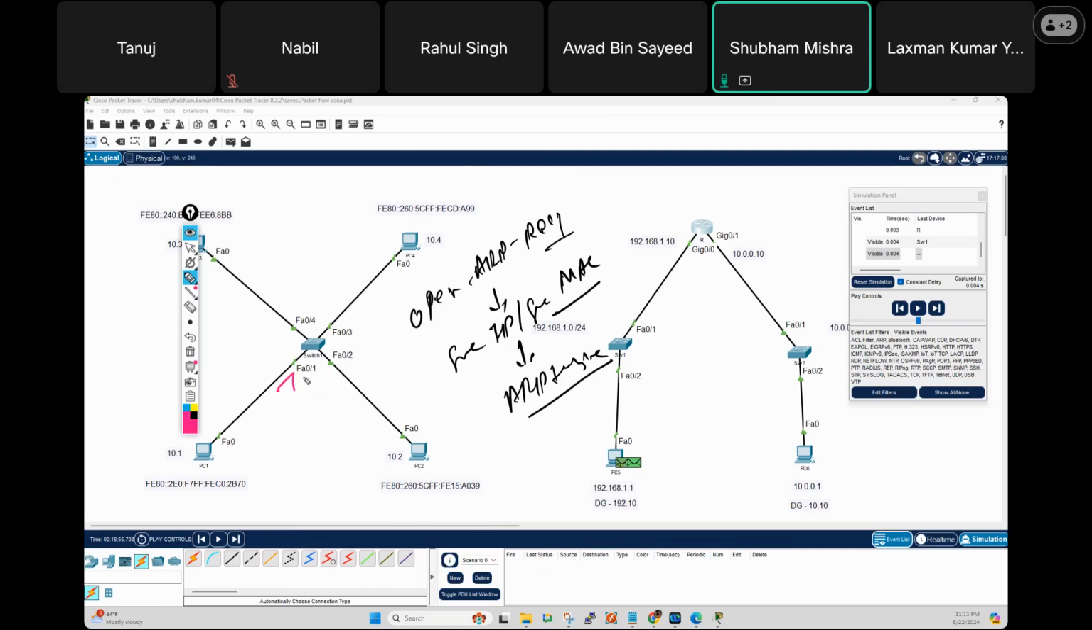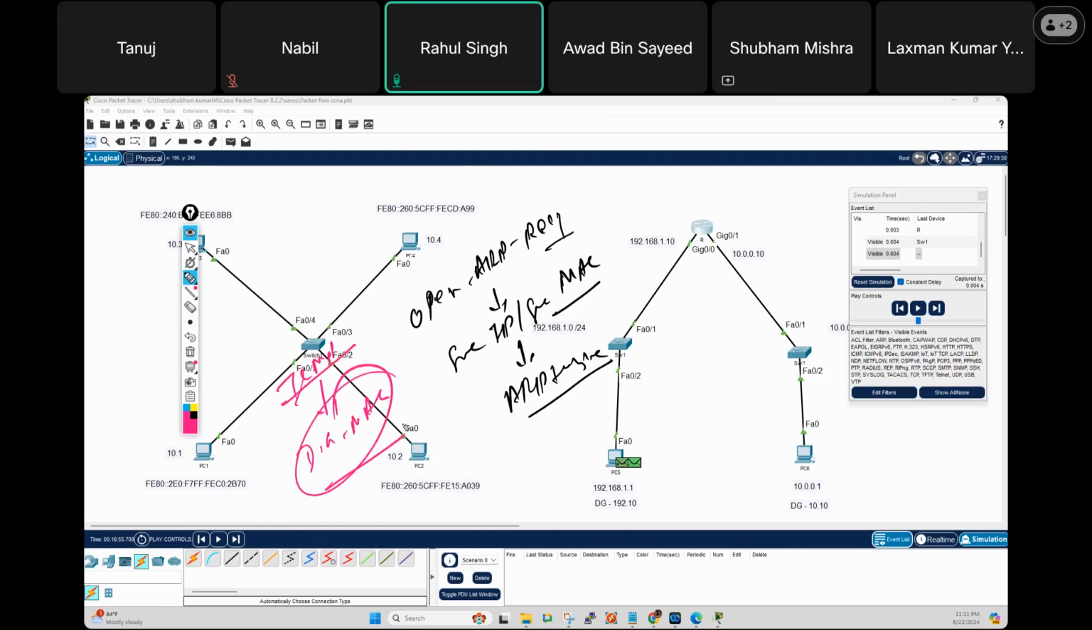Clear? After the ARP table, what will the PC do? The PC will open the ICMP packet, which was on hold at that time because the destination MAC address was missing. Yes or no? In the ICMP packet, this PC puts the destination MAC address as the default gateway MAC address. Clear? Everyone, tell me yes or no.